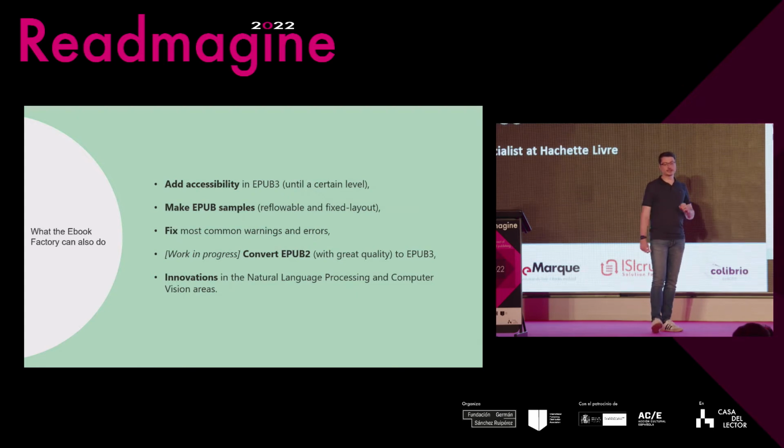And we can innovate. It's important at Hachette to innovate using some features in natural language processing and computer vision. For example, we can identify some kind of images, and we can detect the language for individual words, sentences, and paragraphs. That's a big one as well.